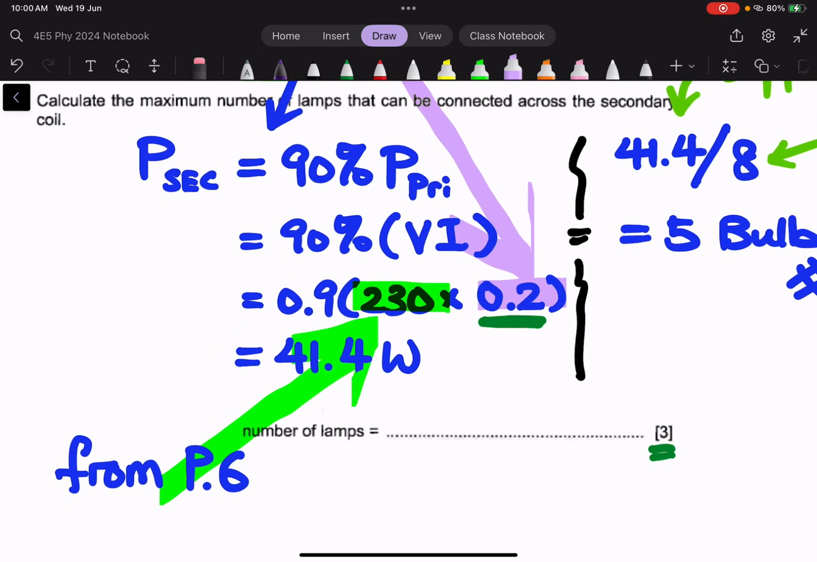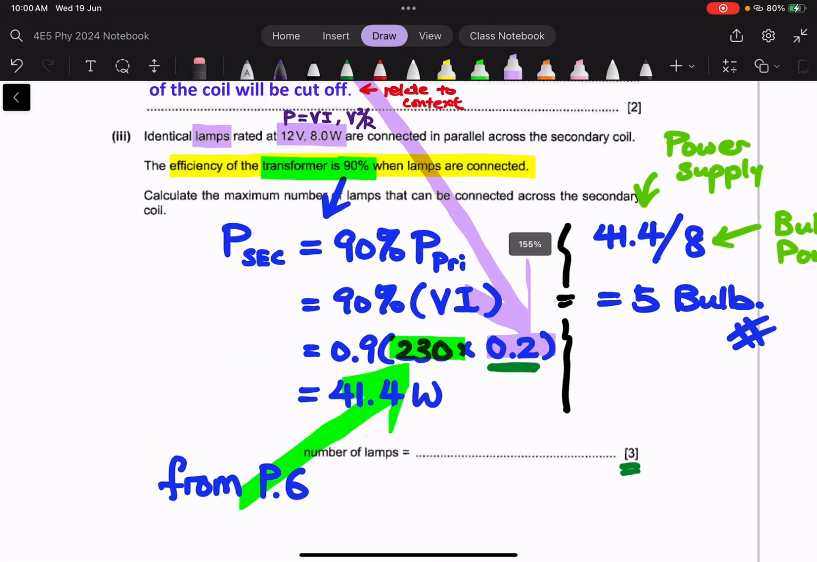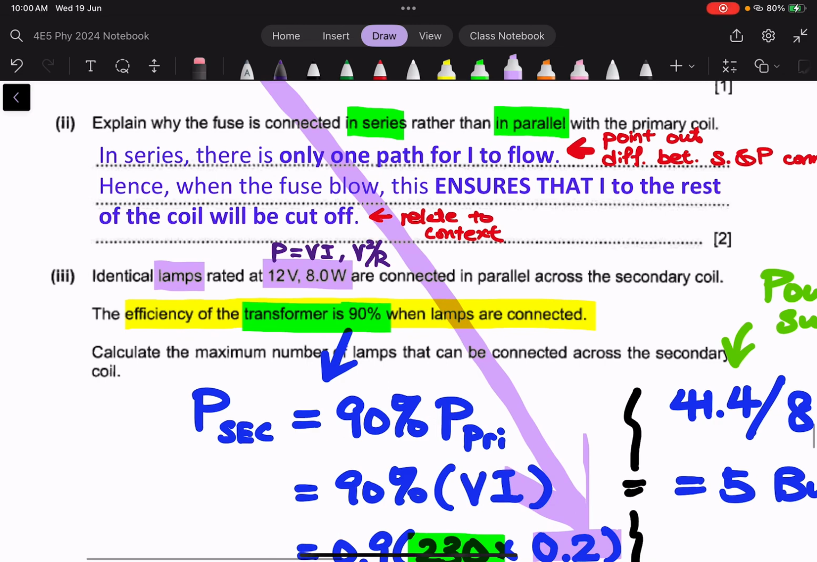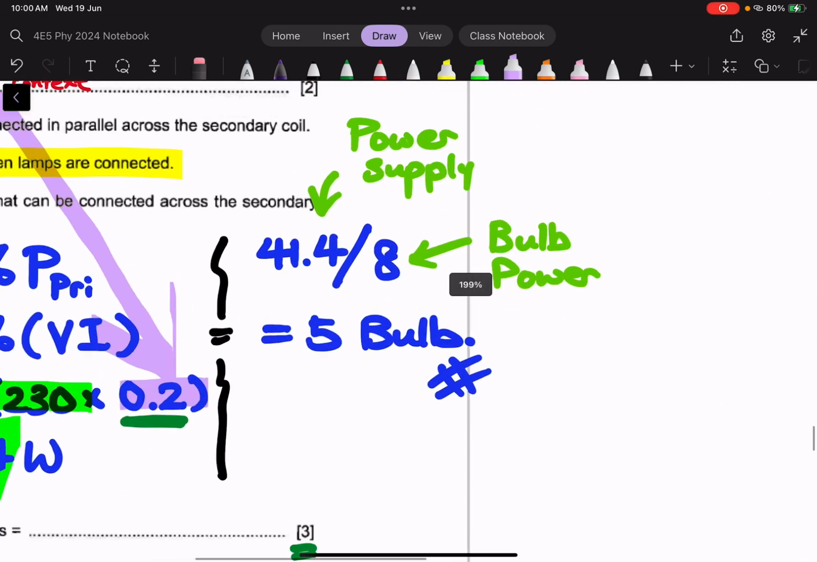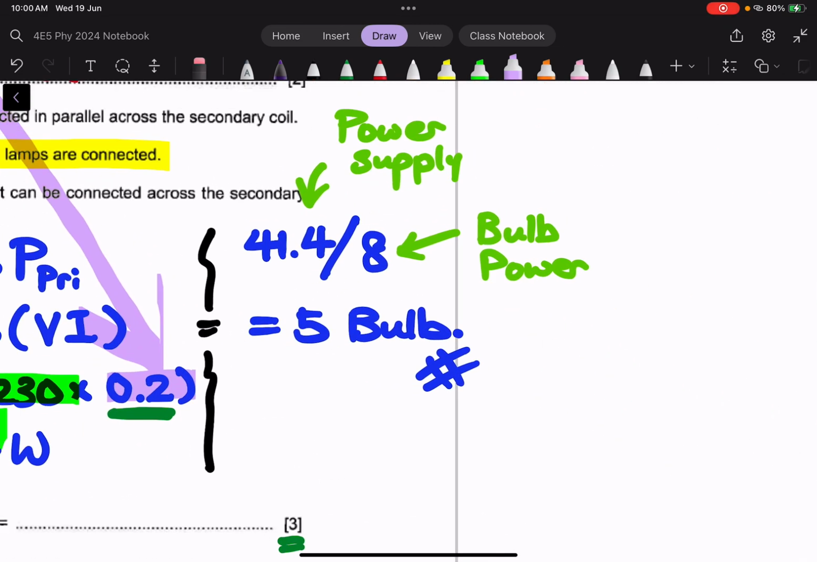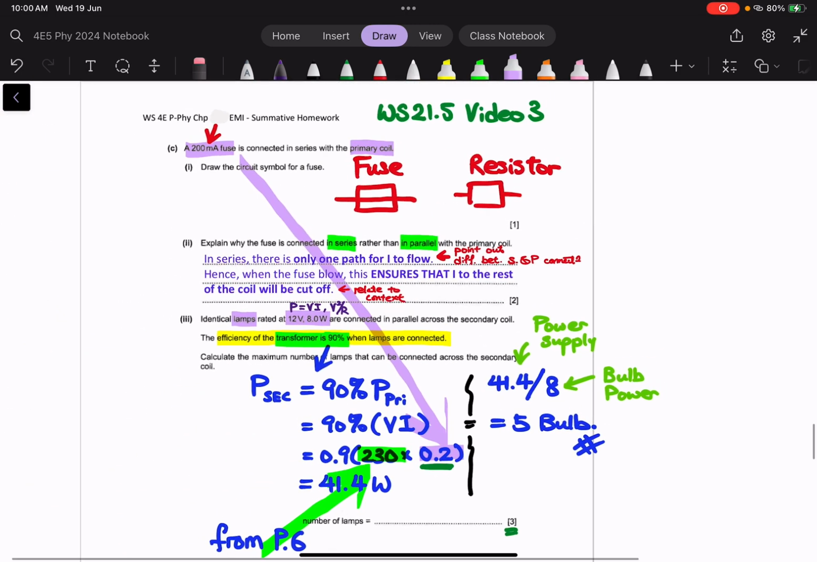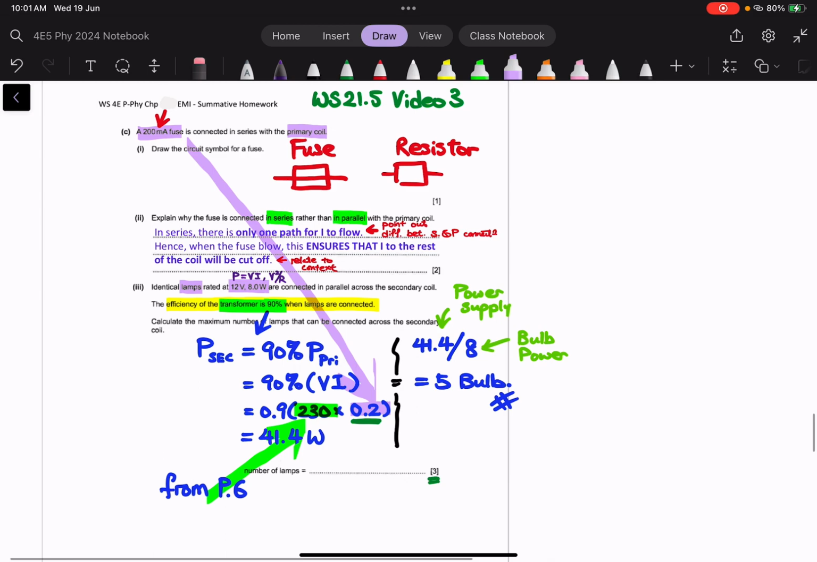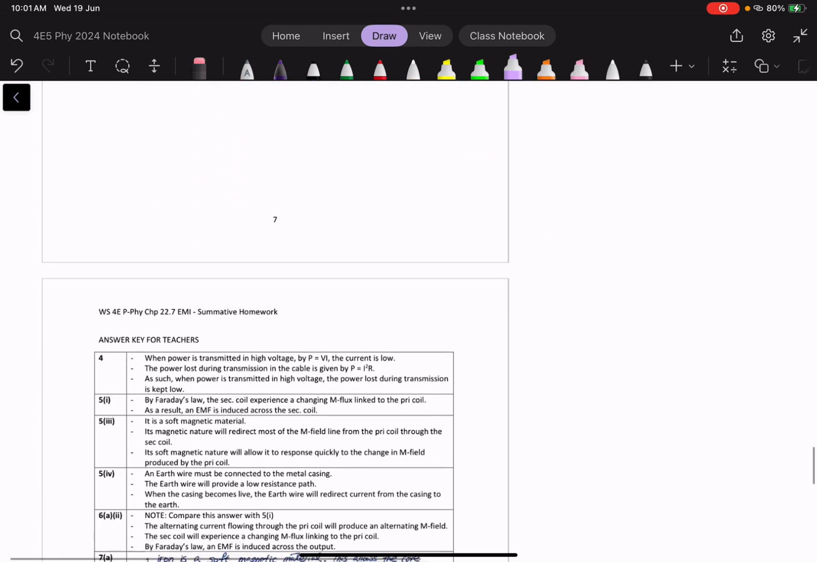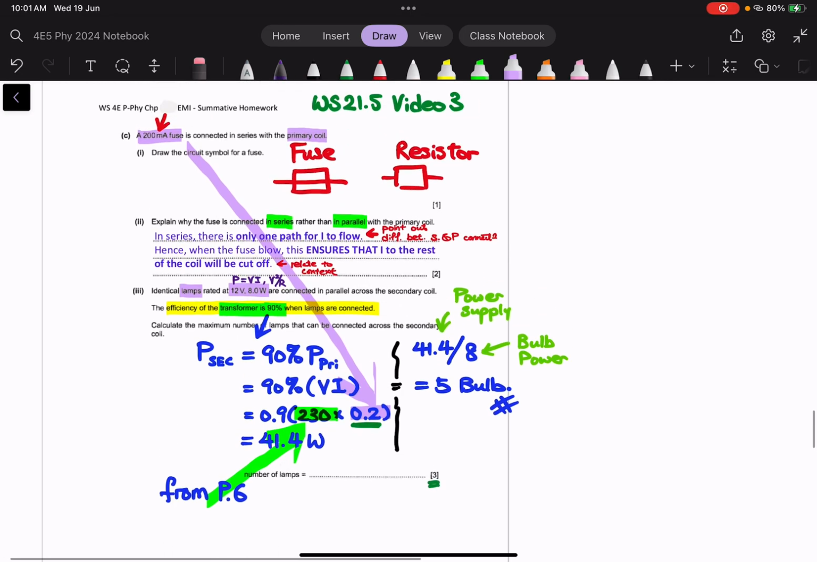Once you find out the power that can be generated from the secondary coil, and you know that each light bulb uses 8 W, you can just take the power supply on the secondary coil and divide by 8 W per bulb, and you get a maximum of 5 bulbs. You can pause the video here and copy. I think this is the last question. Okay, it's done. Congratulations. This is the second last chapter.